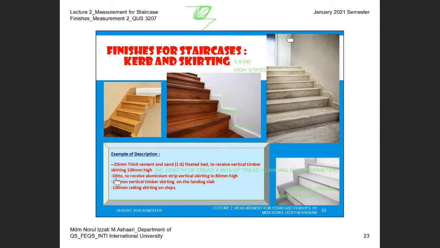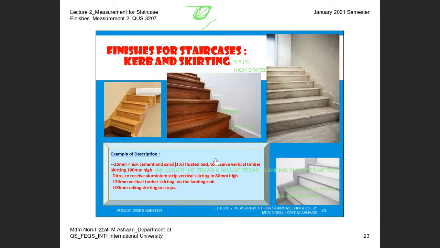Okay, look at the second one, the example, detour to receive aluminium strip. I give you this example because there are also examples where skirting is made from aluminium strip, and another example where the height is different, and it is installed at the landing slab. We have the racking skirting on the step. This is available at the riser. So how is it available in your drawing? You have to take the length of the riser, say for example 200 mm times maybe 20 numbers of risers.